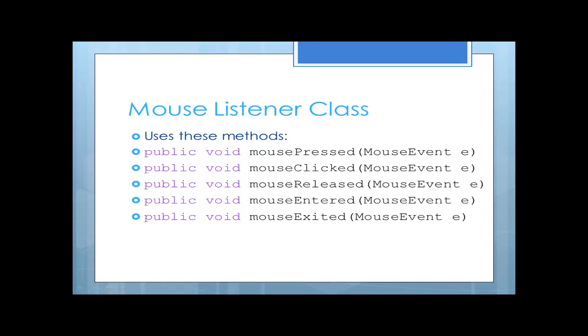Mouse pressed checks if the mouse is pressed. Clicked checks if the mouse was clicked. Release checks if you released the click. Entered checks if the mouse is on the screen, and exited checks if the mouse is off the screen.